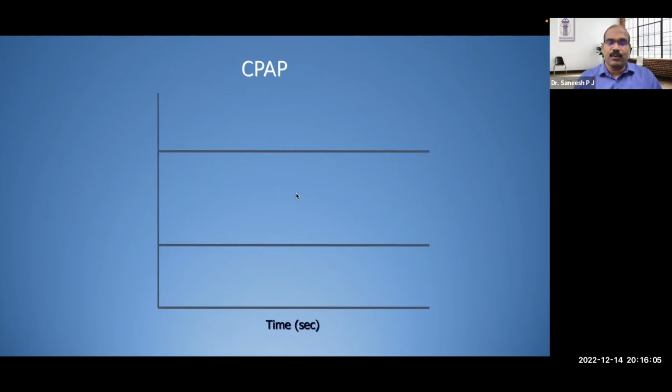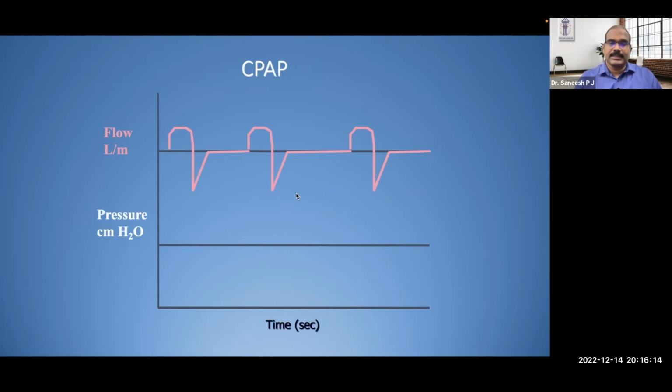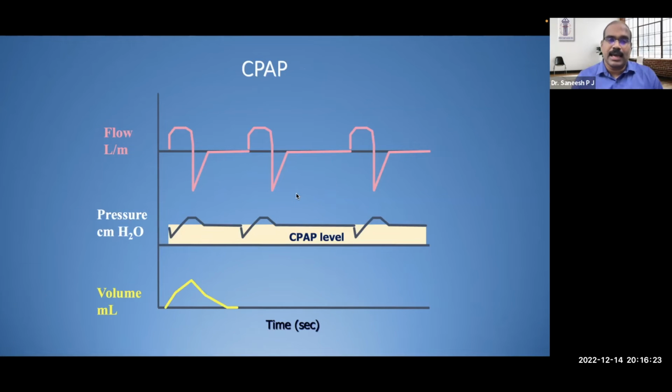Here we are plotting the flow versus time for the CPAP. Pressure versus time. Mind you, all the breath cycles are triggered by the patient. Okay, so now the question is, what is that CPAP level? CPAP level is the continuous positive airway pressure level. That means we are actually raising the baseline to a given CPAP value, say, for example, 5 centimeters of water, and we are trying to maintain it throughout.